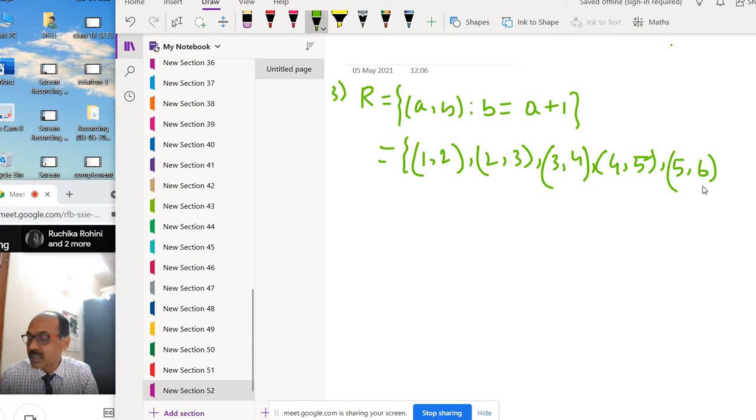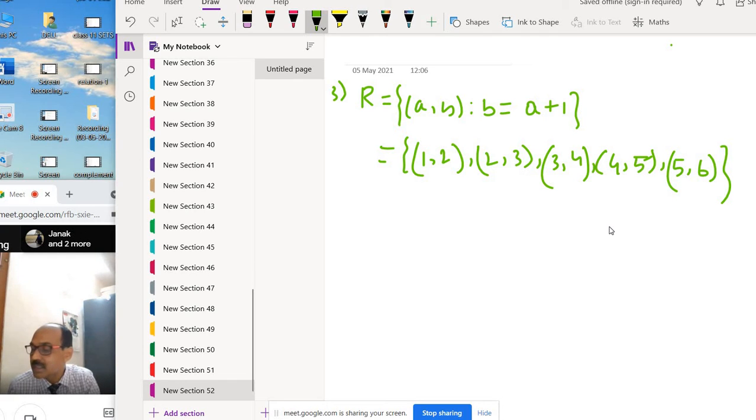So (5, 6). The set elements are 1 to 6. So if you take a equal to 6, then b equal to 7. But 7 is not present in the given set. The set is 1 to 6, so up to 6 only. So this is the relation: (1, 2), (2, 3), (3, 4), (4, 5), (5, 6).